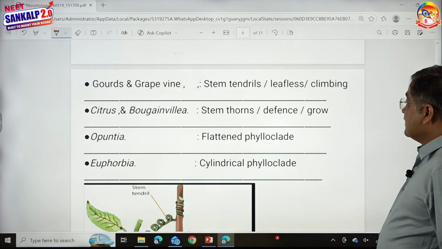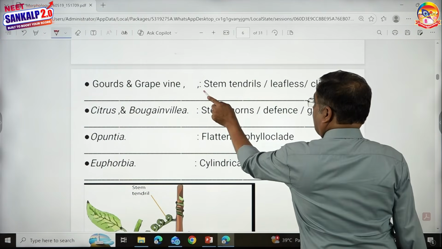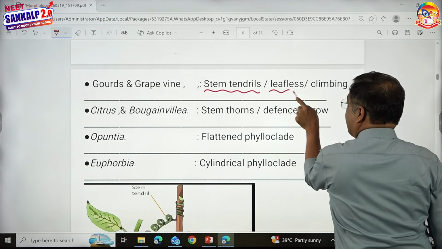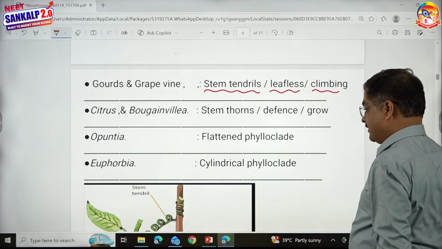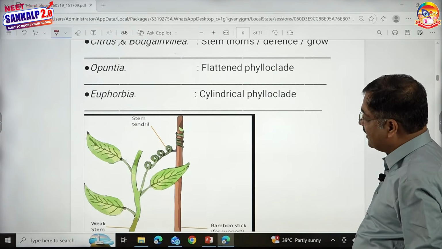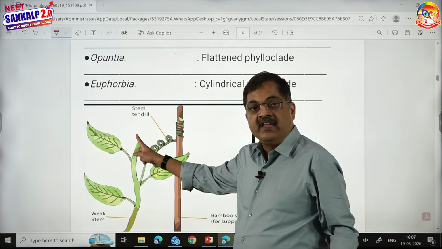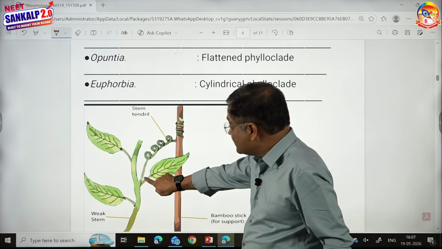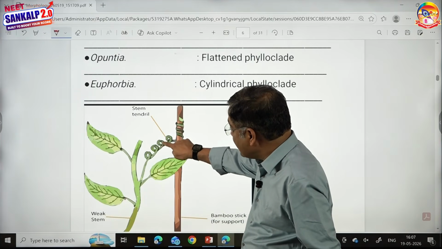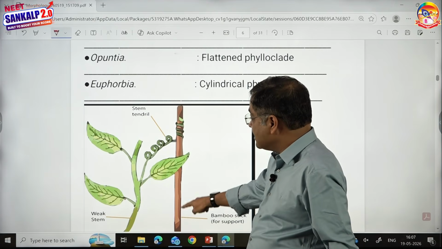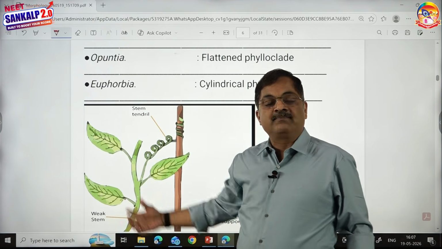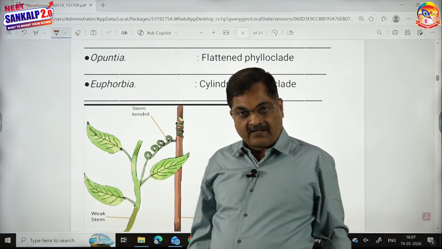Gourds and grapevine: stem tendrils. And how are these stem tendrils? They are leafless. They help in climbing. Look at this diagram, children. It's very clear that this plant has a weak stem. So the axillary bud is modified into a tendril. It coils round the support and allows this weak stem plant to stand erect.